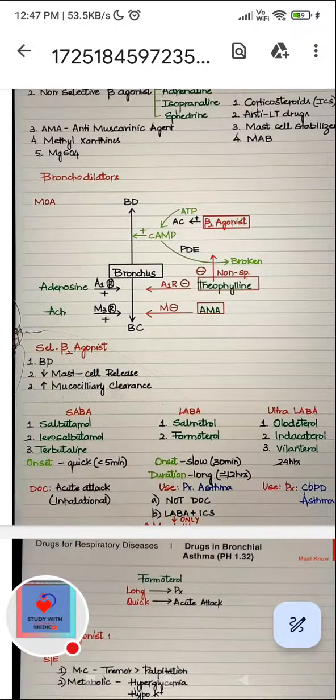Combined use of ipratropium with beta 2 adrenergic agonists acts on bronchiolar smooth muscle.